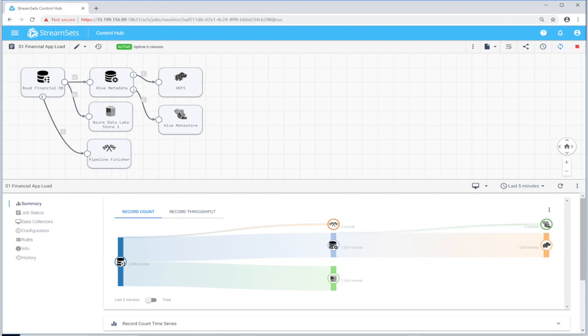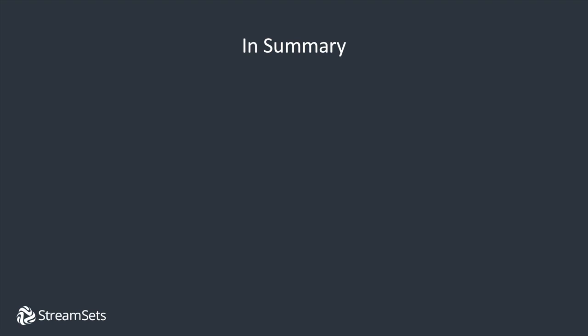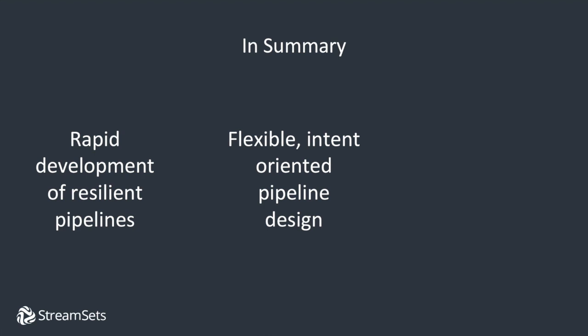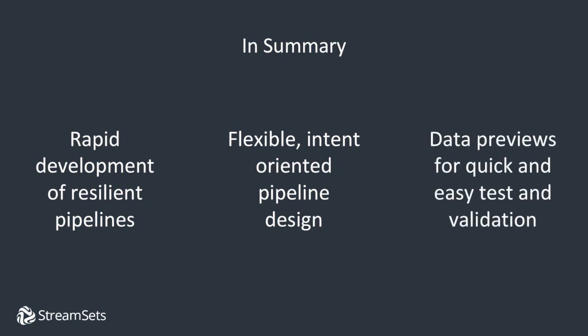and throughput rates. In this brief demonstration, we showed how StreamSets enables the rapid development of resilient pipelines, compared to the many hours or days it would take to build them in a hand-coded world. We also showed how intent-oriented design allows a pipeline to be very flexible and quick to build by requiring only minimal configuration to function. And finally, we showed how StreamSets simplifies pipeline testing and validation with quick and easy data previews.